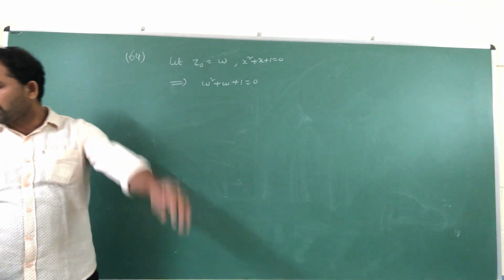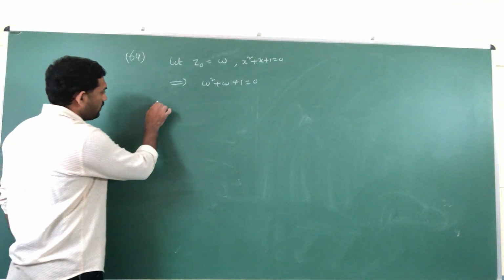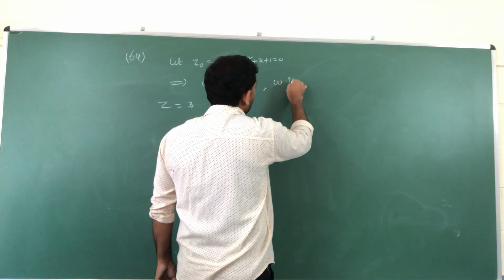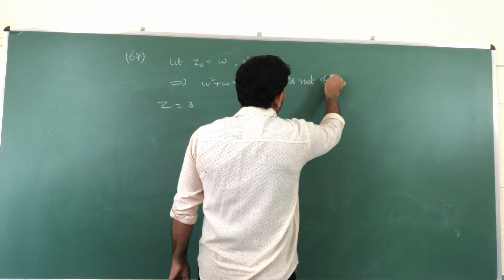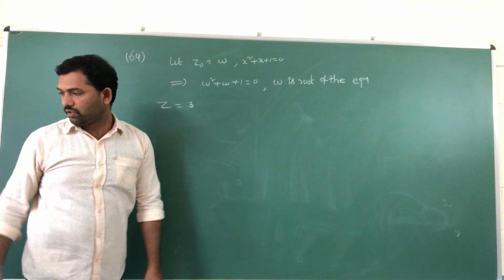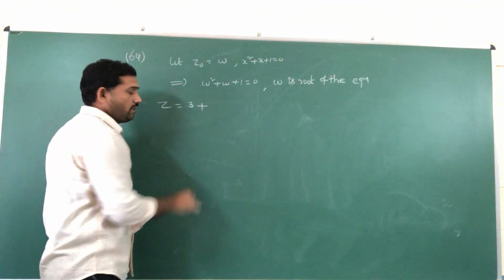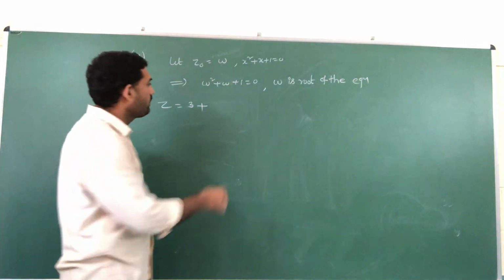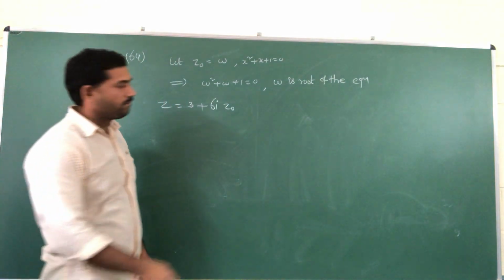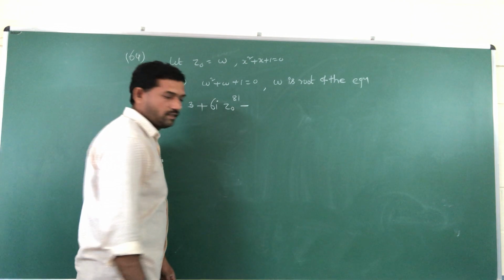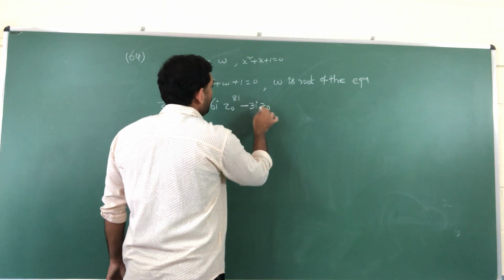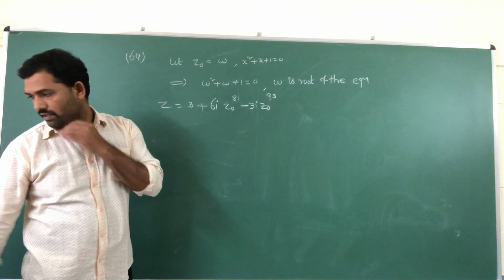So what value are we going to simplify? If Z0 is one of the roots of the equation, then Z is equal to 3 plus 6i Z0 to the power 81 minus 3i Z0 to the power 93.